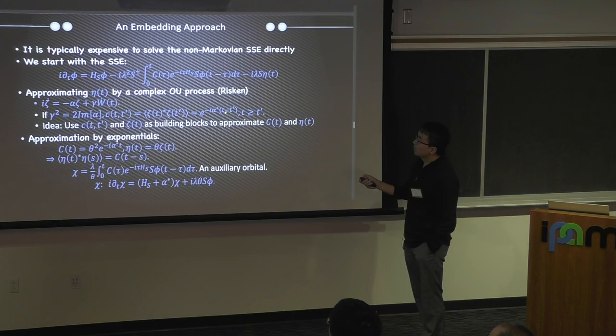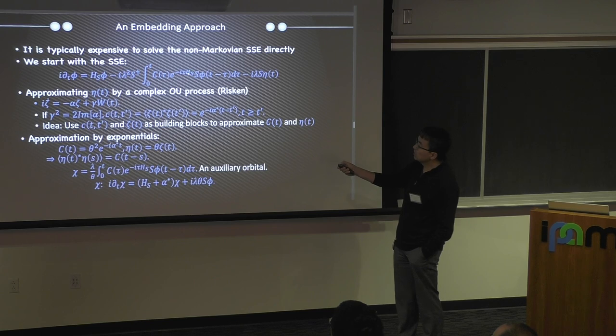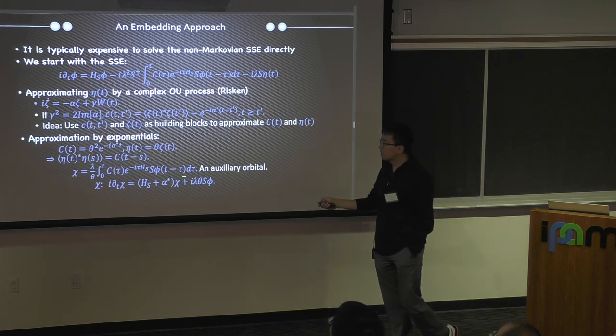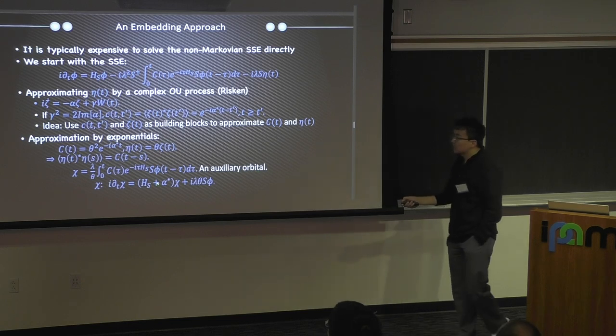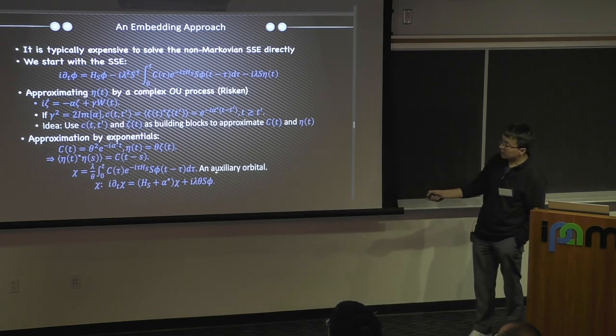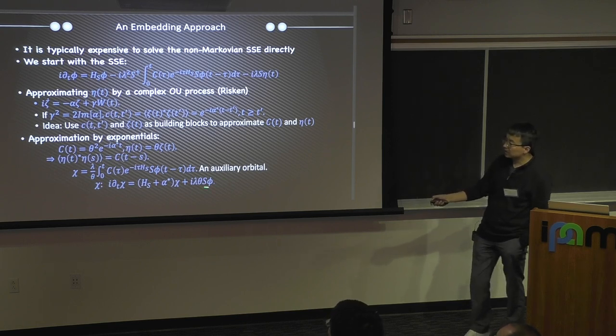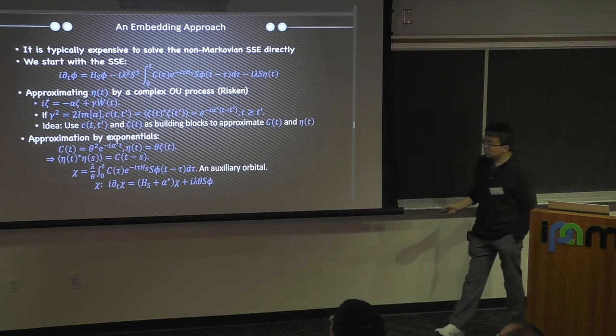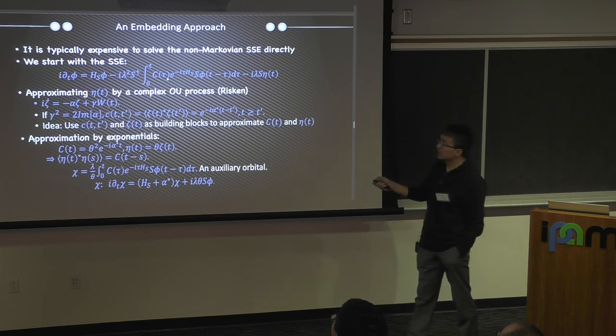So effectively, with this C of tau being proportional to an exponential function, you can suddenly merge them. This alpha can be absorbed into this H_S. And then if you define this integral as another function, let's call it an auxiliary wave function, it suddenly satisfies a Markovian equation, right? And it has this Schrödinger-like structure, except that it is attached to the wave function phi that you were working with originally. So this is one way to remove the memory. Basically, you're replacing this correlation function by a sum of exponentials.